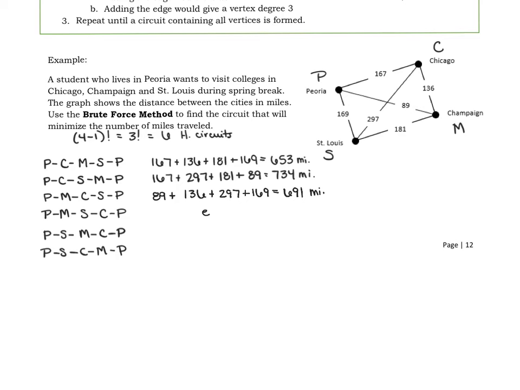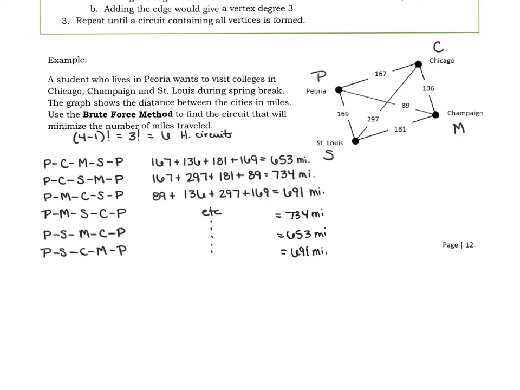And continue that same thing. You will find out that going from Peoria to Champaign to St. Louis to Chicago back to Peoria is also 734 miles. That going from Peoria to St. Louis to Champaign to Chicago to Peoria is 653 miles. And then last but not least, this last route is another 691 mile route.